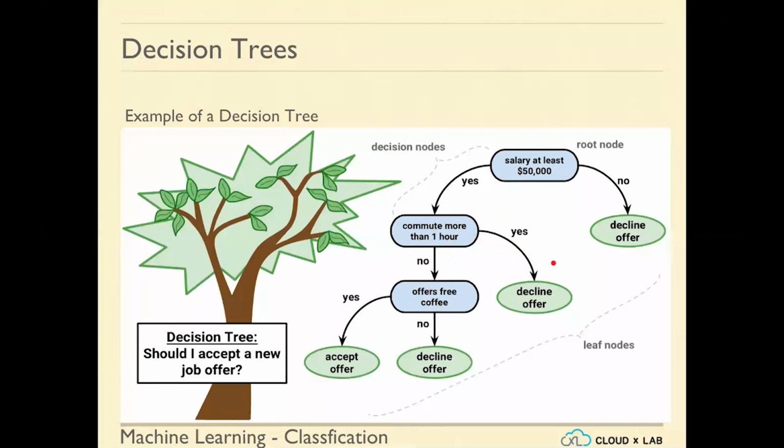Saying that if the salary is between 50 to 60 and the work days are only 3 days a week, then accept the offer, otherwise decline the offer. Those kinds of things. And so there could be many more parameters, and we could create the decision trees out of the parameters, right?